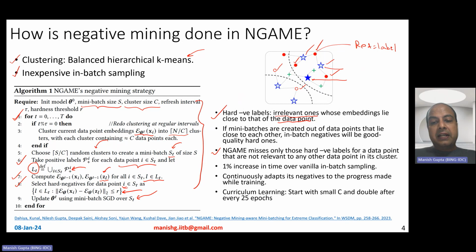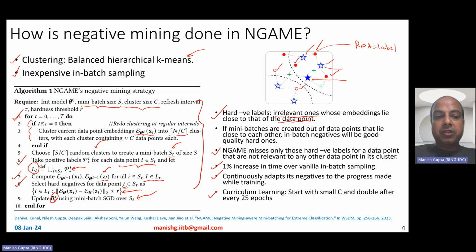Now, the interesting part is that the clustering step in this in-batch sampling strategy just consumes a 1% increase in time over vanilla in-batch sampling. So the clustering step has an overhead of only 1% of epoch time. Notice that as you update your thetas more and more, your clustering improves, because you do clustering after every step. So it continuously adapts its negatives. The embeddings become better, and therefore your negatives become better, or harder, as the training progresses.